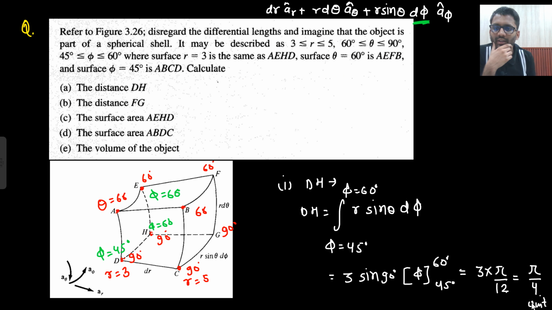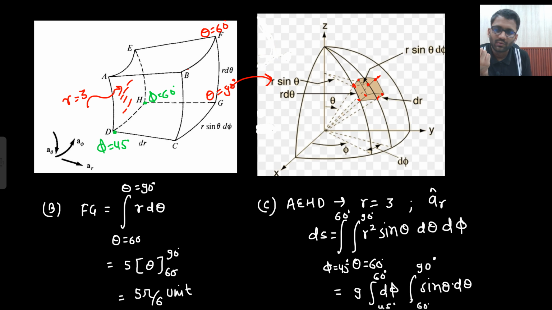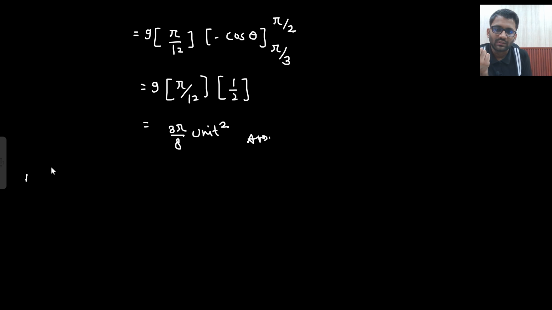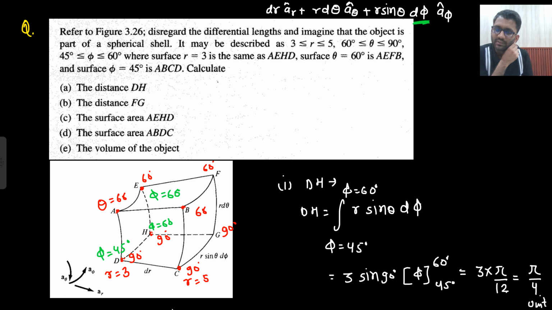What else do we need to find? Surface area of ABCD. They are saying ABDC, but ABCD should have been written. Surface area ABCD. So this was C, this is D. What is the equation of this particular plane?